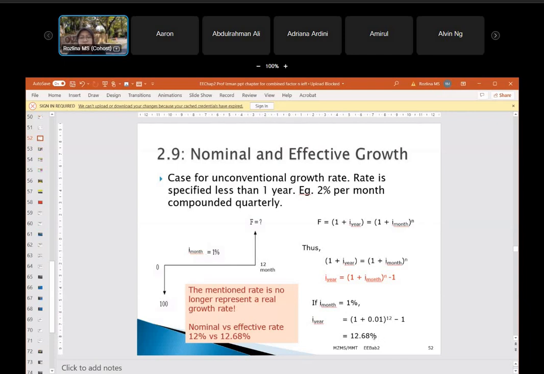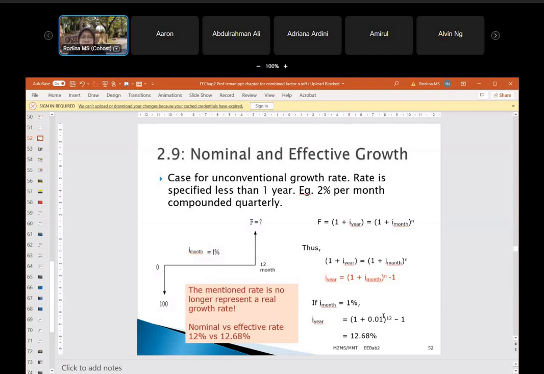12.68%. It is not 12%, but becomes 12.68%. So there is a difference when you do the simple calculation. You know that 2% per month, normally if you want to calculate for 12 months, just times 2 times 12. So, per month.